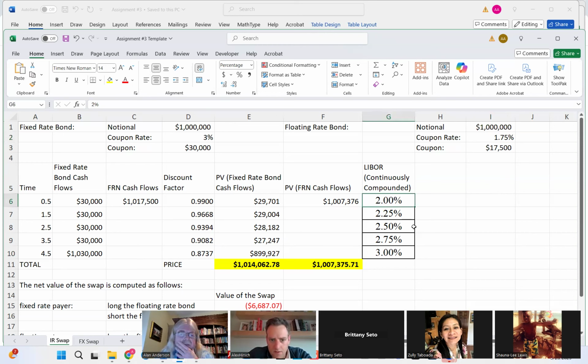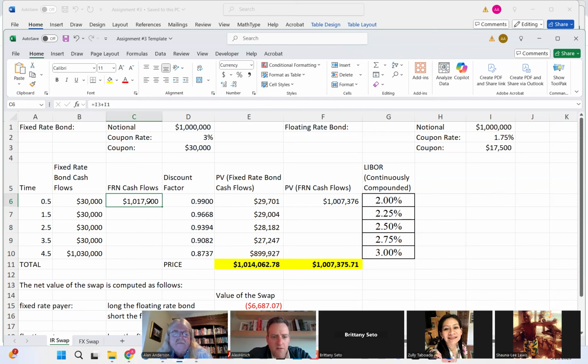So what happens is these rates can change every day, and so the discount factors can change. These numbers don't change. This number can change, but not the $1 million part, but the cash flows, because that's tied to last year's LIBOR rate.